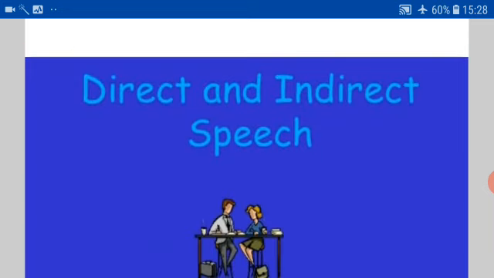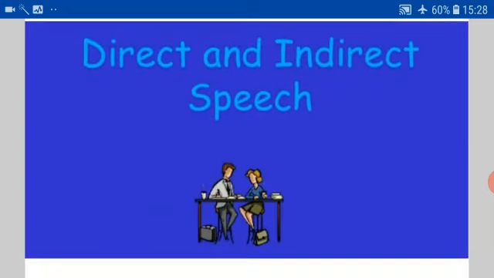Direct and indirect speech is an essential part of English grammar because we learn it from 7th class to 12th. We need to speak any sentence correctly in a direct way and also in an indirect way, and we need these types of sentences in competitions, extra classes, and speaking also.